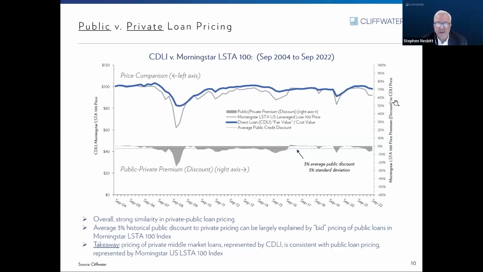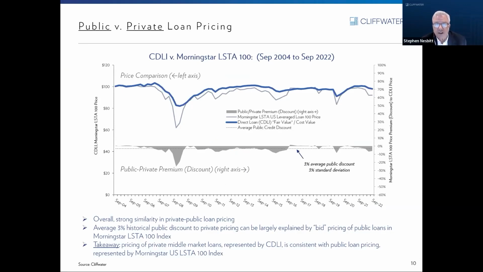I have one slide, and it focuses on the difference between public and private loan pricing. There's been a lot of talk about private assets and valuation. In prior webcasts, I've talked about real estate and private equity. I'd just like to focus on private debt with this slide. Basically, the takeaway being, we don't believe there's a pricing anomaly between public and private loan assets.